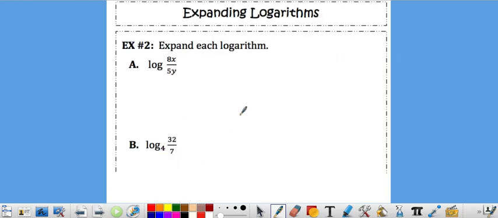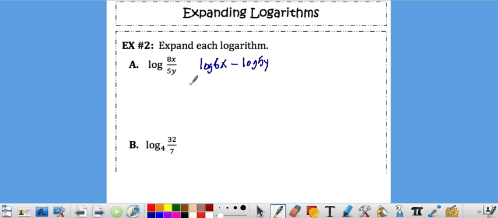Okay, let's go the other way. Let's expand these things. So now we're given this condensed and we want to expand it as far as we can. So when I look at this, I see division. So that means that we're going to have subtraction. So we got log of 8x minus log of 5y. And now we'll keep expanding because here we have multiplication.